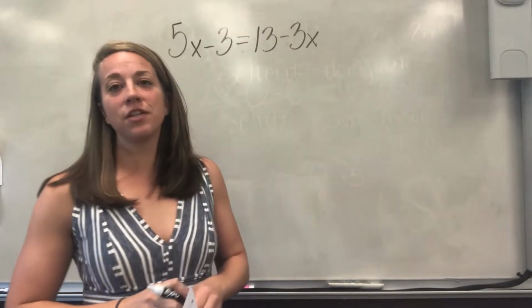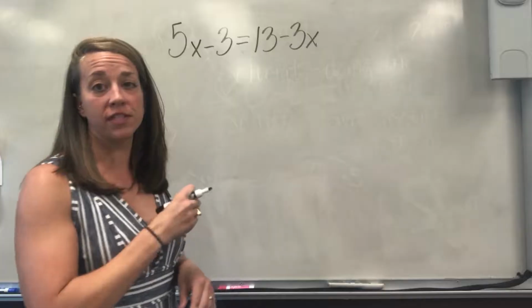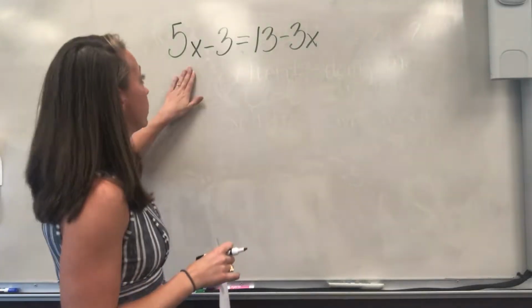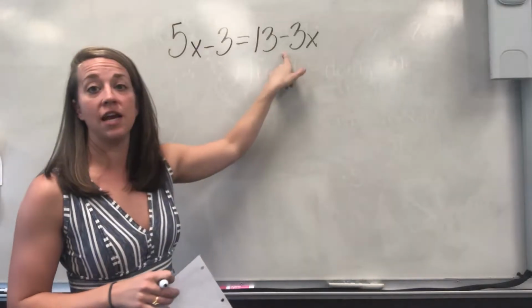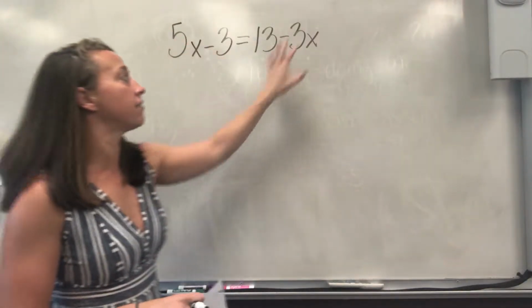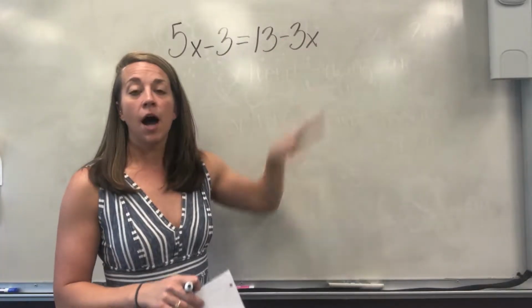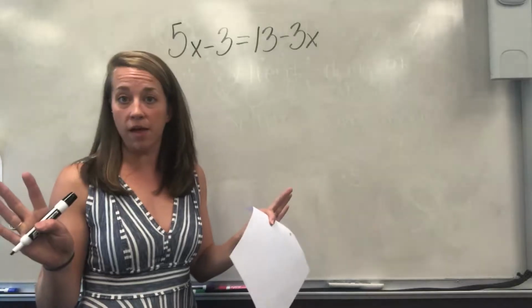All right, guys, today we're going to talk about how to solve equations where you have variables on both sides of the equal sign. So here's our example, 5x minus 3 equals 13 minus 3x. I've got some x's here on the left and I've got some x's here on the right. I'm going to show you two different ways to solve these equations and you choose the way that you like best.